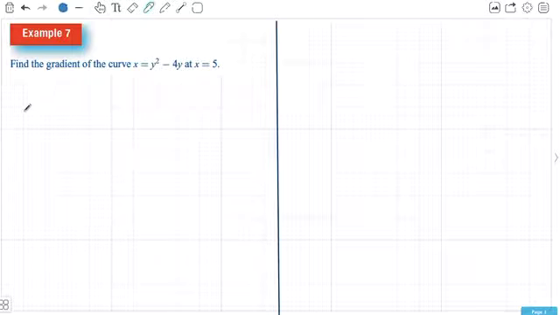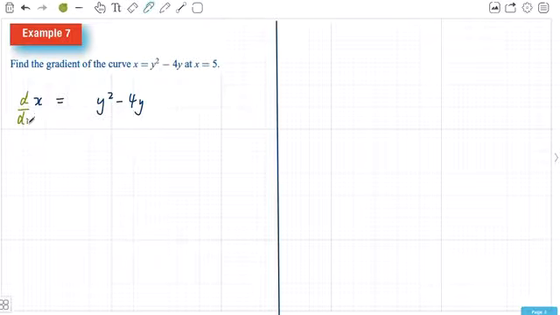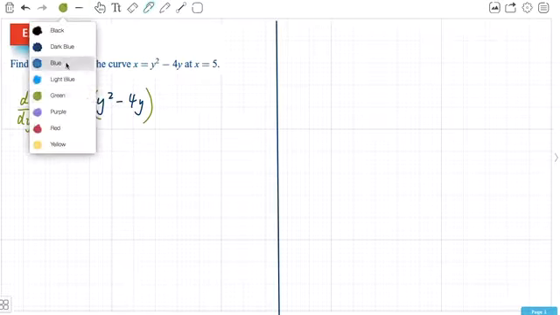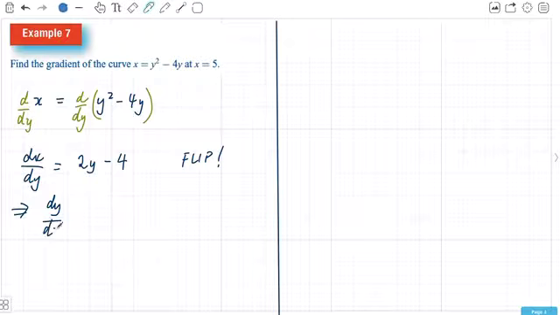We do this similarly though. We'll just do it nice and quick: x equals y squared minus 4y. We took the derivative with respect to y of both sides, because the function on the left is all with respect to y. We then had dx/dy equals 2y minus 4. Flipping both sides, we have dy/dx, the gradient function, equals 1 over 2y minus 4. So that's our gradient function.